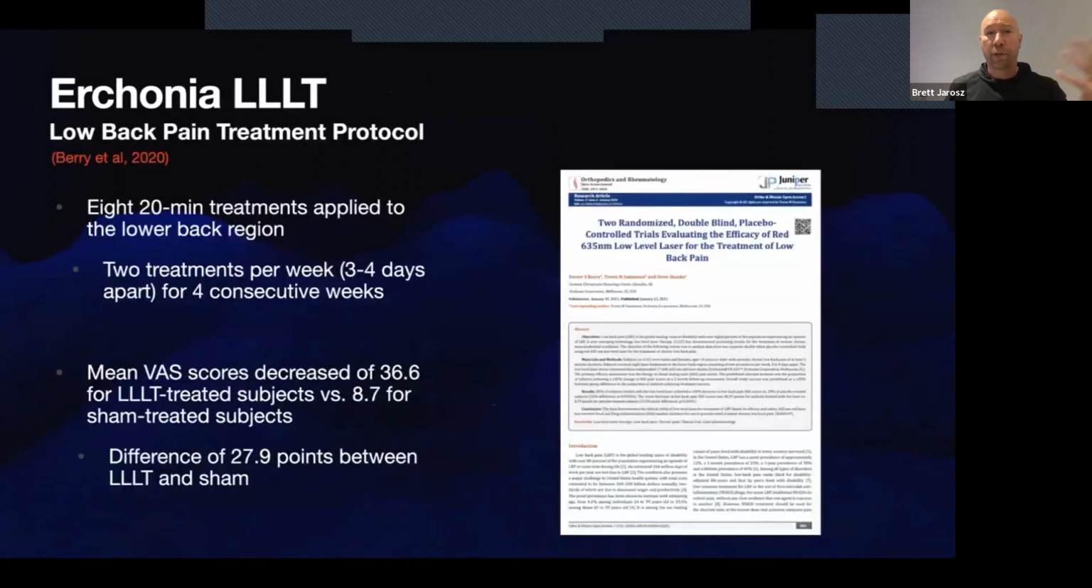When we look at some of the Onychomycosis research that already exists, we can see that we have a low back pain treatment protocol where they use 8 20-minute treatments just because the back's such a larger area. 2 treatments a week for 4 weeks, so 8 treatments total, 20 minutes each treatment, and this was a point and shoot.